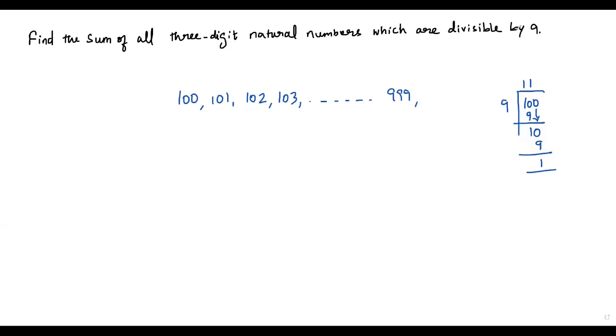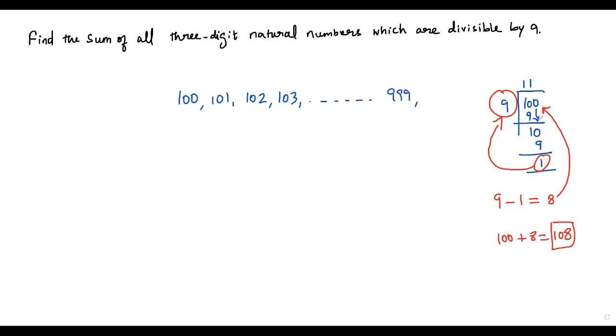For that, what I need to do is subtract this remainder 1 from the divisor 9. If I subtract the remainder 1 from the divisor 9, I'll be getting 8. Okay, now what I need to do is add this 8 to this dividend 100. So 108 is the first 3-digit natural number which is divisible by 9. So you don't have to check one by one. If 100 doesn't work, you have to check 101, 102. It's not like it's time consuming.